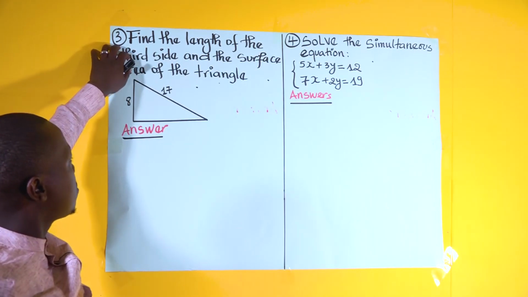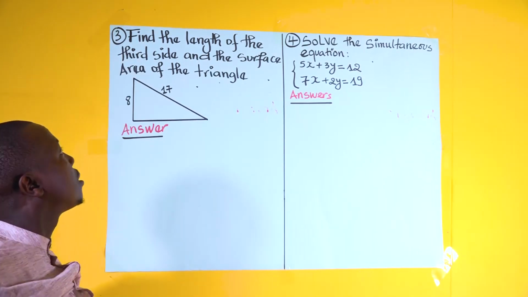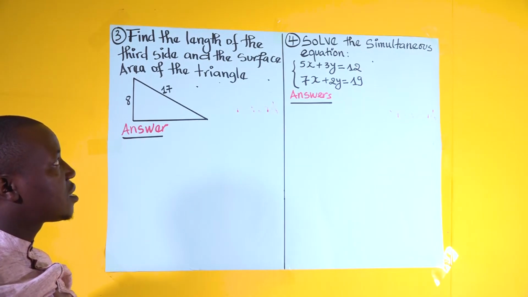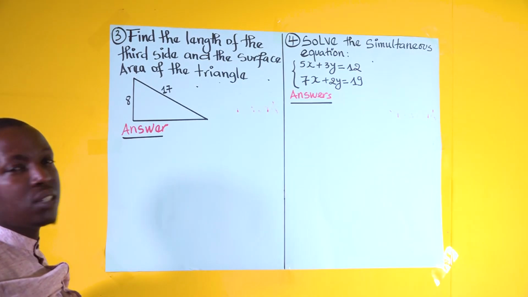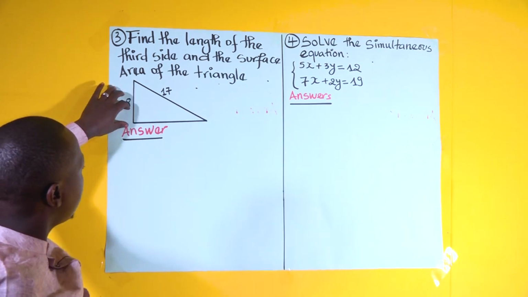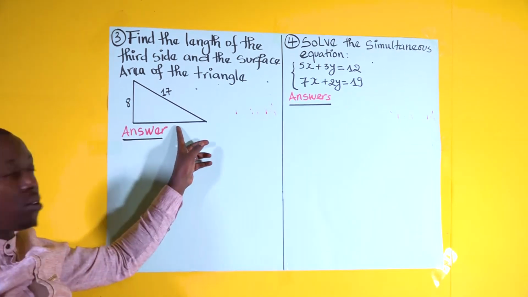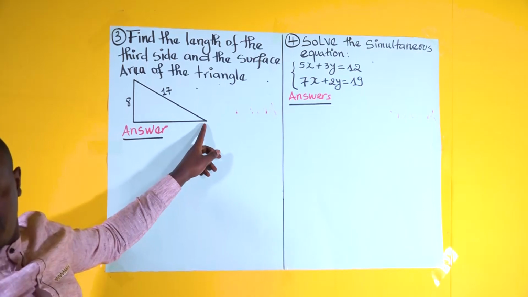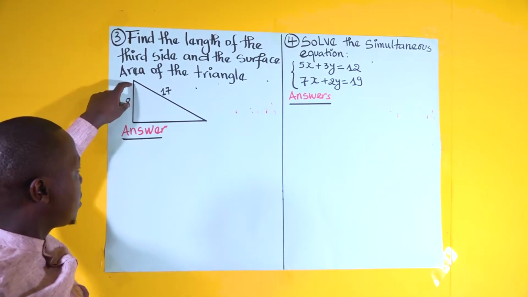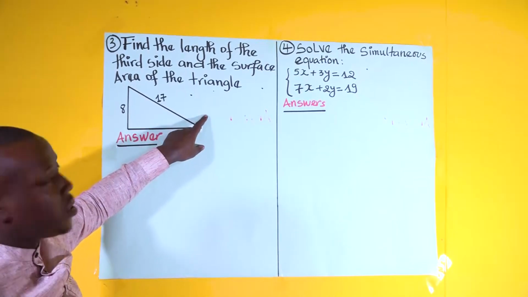Number 3 asks you to find the length of the third side and the surface area of this triangle. Are you seeing the triangle here? Do you remember how you call this side? This side is called base and this is the height. This is the hypotenuse.